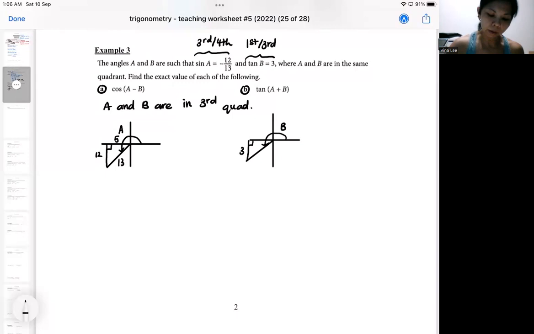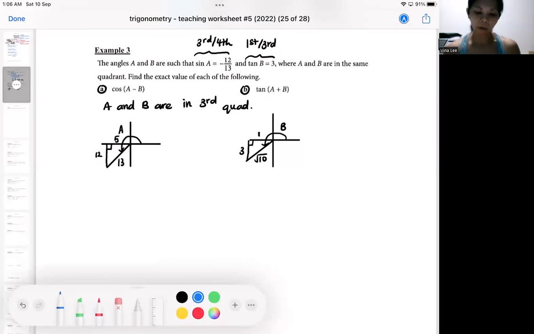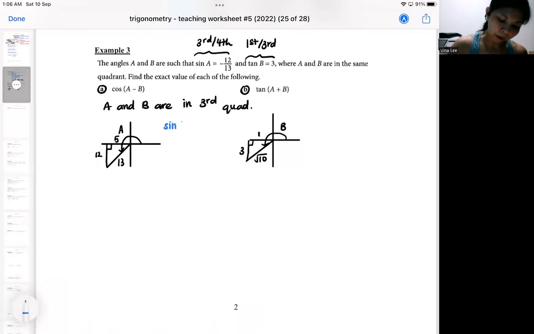So this is 3 over 1. You do your Pythagoras, you'll get a root 10. Usually a lot of students, even if they draw out, will just leave it in this way and continue to answer the question. It's not advisable that you continue straight. You are advised to write out the ratio, to make sure that you incorporate your ASTC. So third quadrant, only tangent positive.